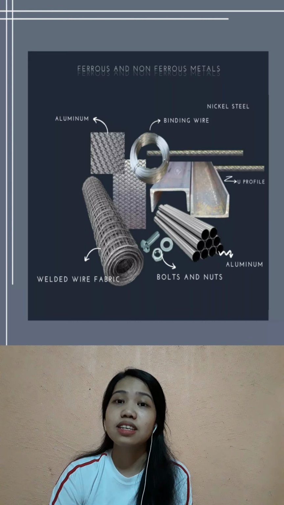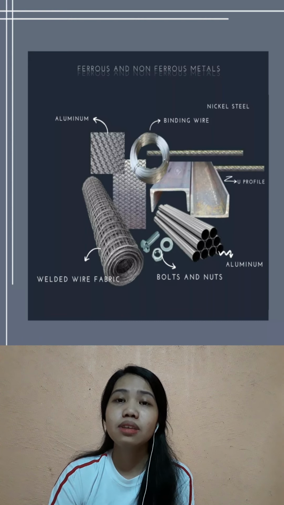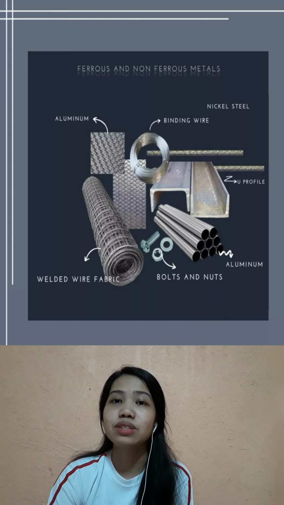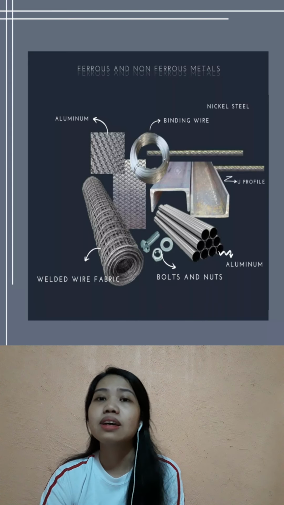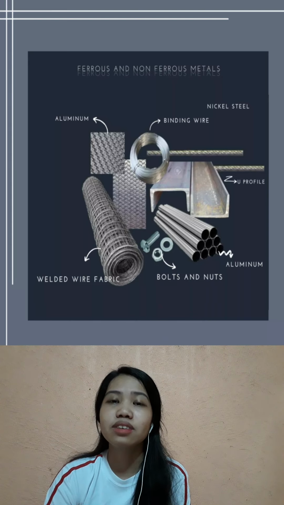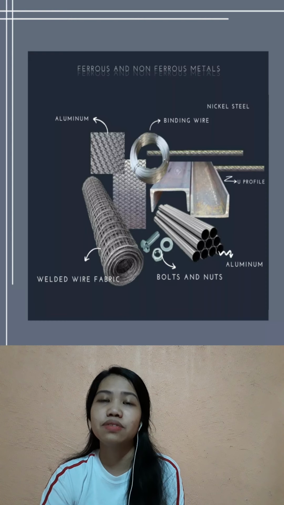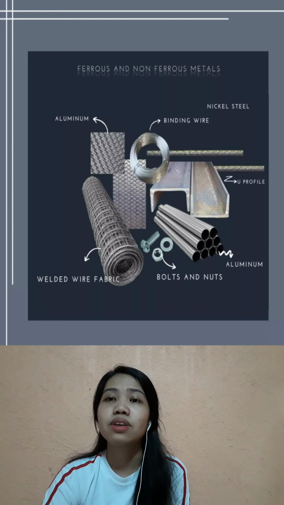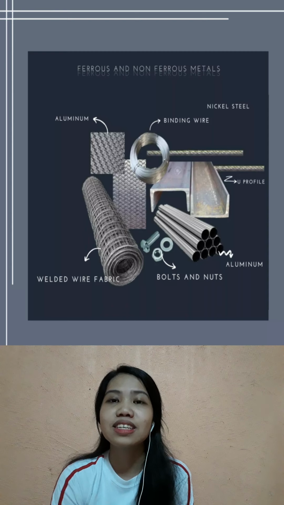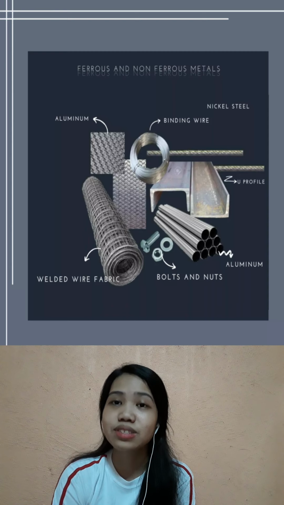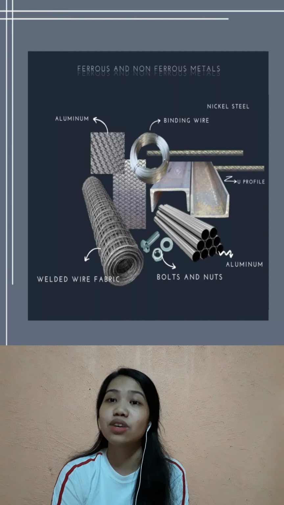Next is binding wire. Binding wire, as its name suggests, has the function of attaching two things to one another by bending itself. It is a tool used to bind reinforcement to each other so that the placing of concrete does not result in any movement of the reinforcement other than intended. This is available in hardware stores and can be sold per meter or per yard.